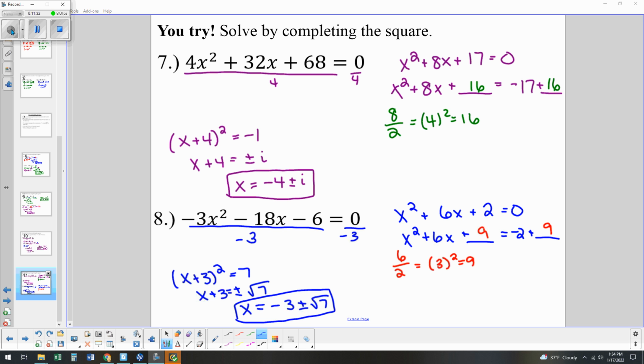For number 3, I would divide everything by negative 3, so I'm left with x squared plus 6x plus 2 equals 0. Subtract the 2 from both sides. And then when I cut 6 in half and square it, half of 6 is 3, and 3 squared is 9. So now I end up with x plus 3 squared equals 7. Take the square root of both sides. X plus 3 is plus or minus square root of 7. And subtract 3 from both sides to get x equals negative 3 plus or minus the square root of 7. And that is day 4 of Unit 3, Section 2.